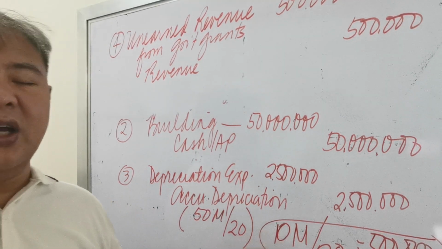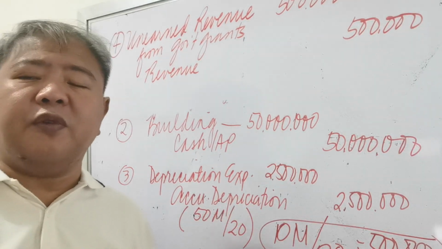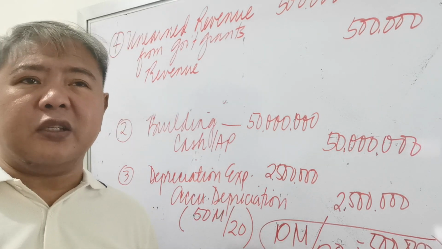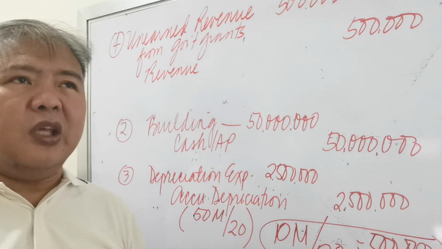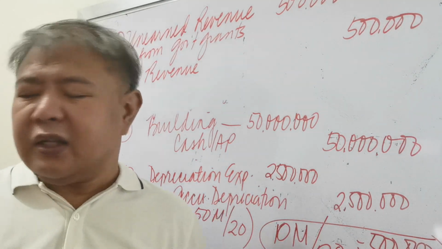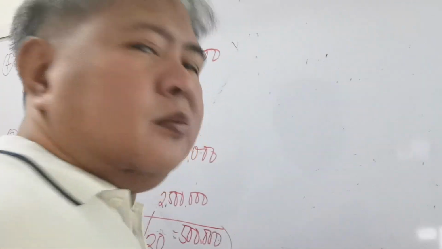Okay, so this is for the donated asset. Now what if the donation is in the form of cash and there is no restriction or condition? Then we can recognize it as income immediately. So debit your cash and credit your income or revenue from government grants. Okay, now let's go to the next one.